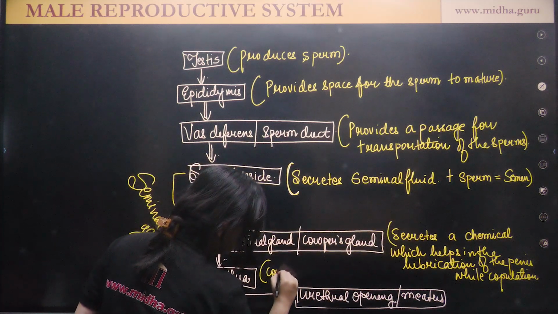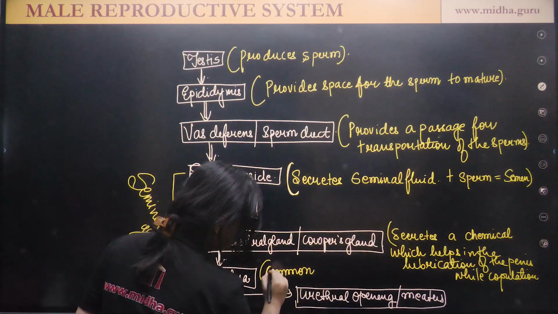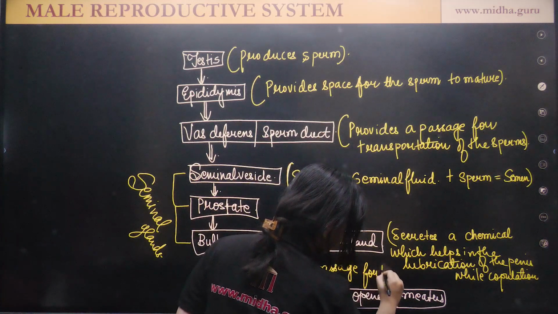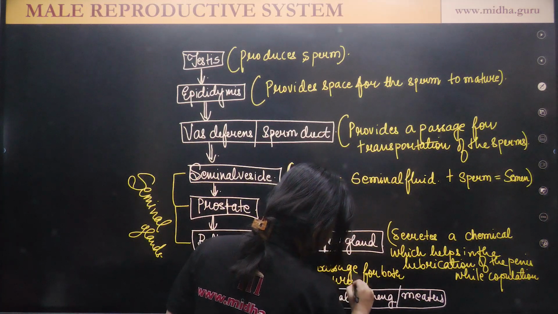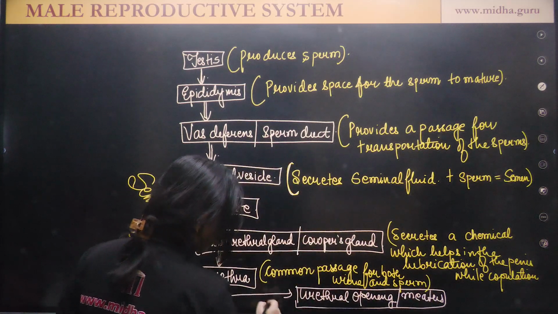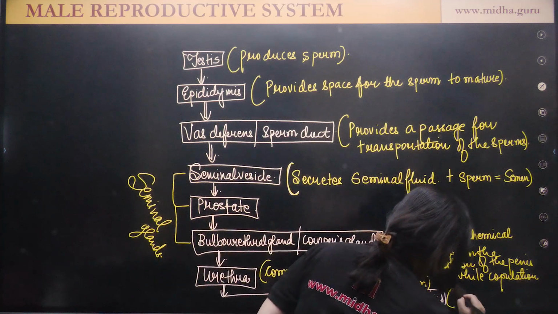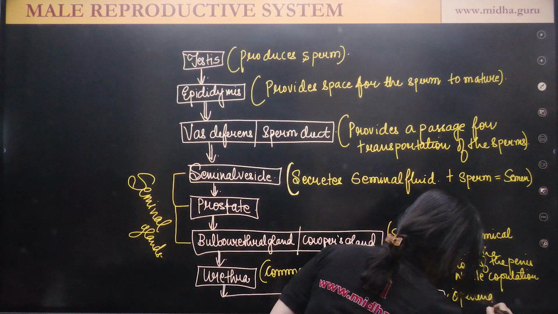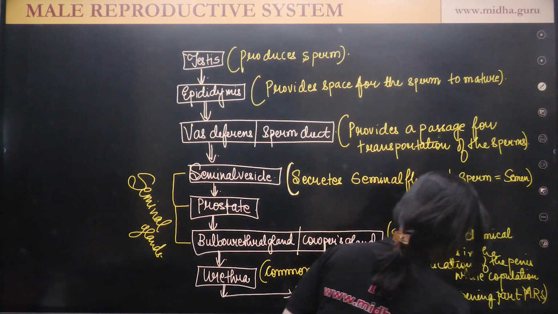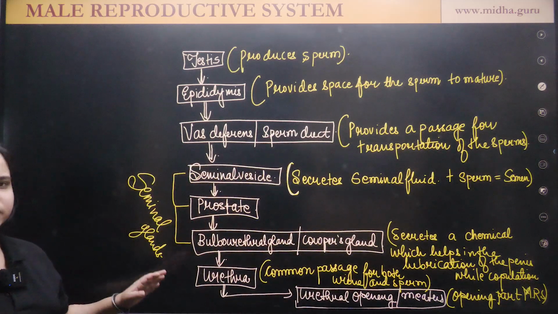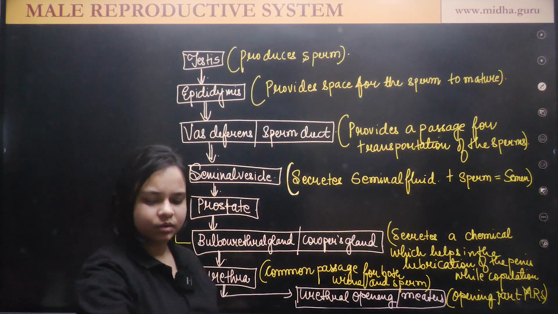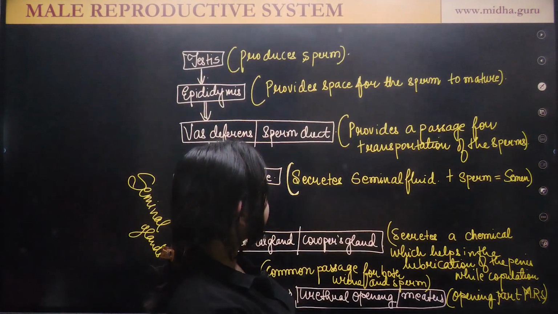Urethra is a common passage for both urine and sperm. And this urethral opening or the meatus is the opening part of the male reproductive system. Fine. I hope you have got a good idea regarding the diagrams and their functions as well, the associated parts. So let's end the lecture here.